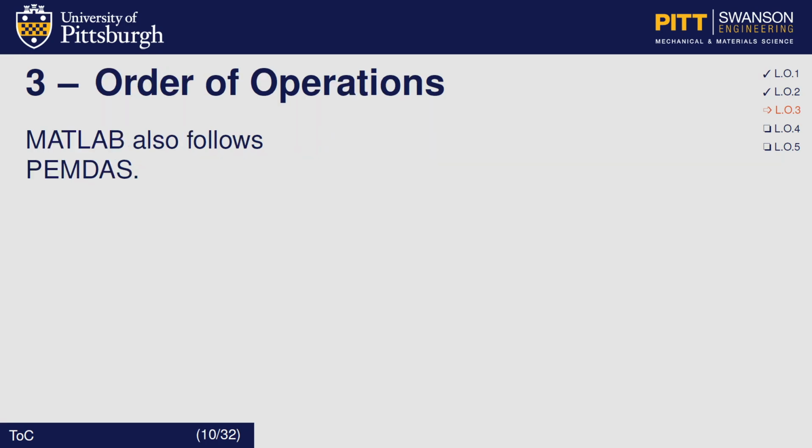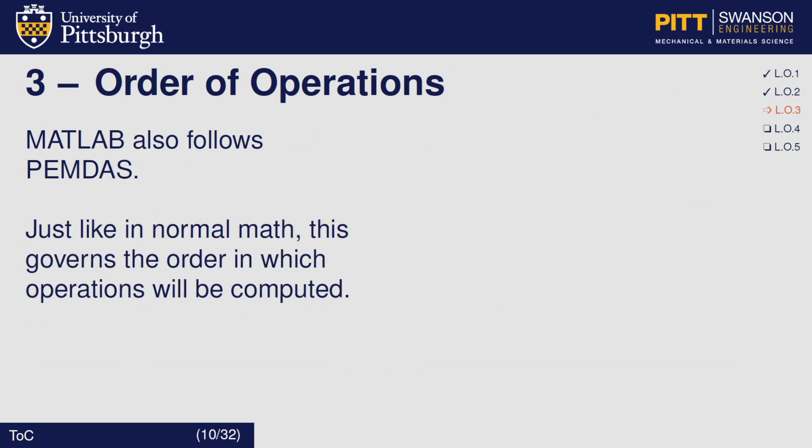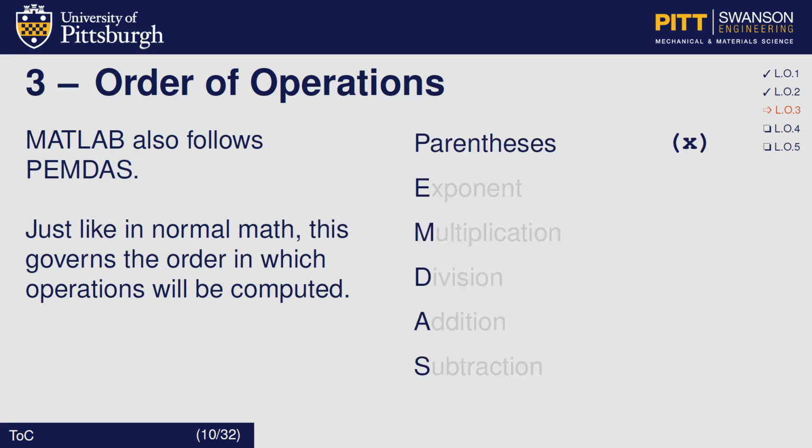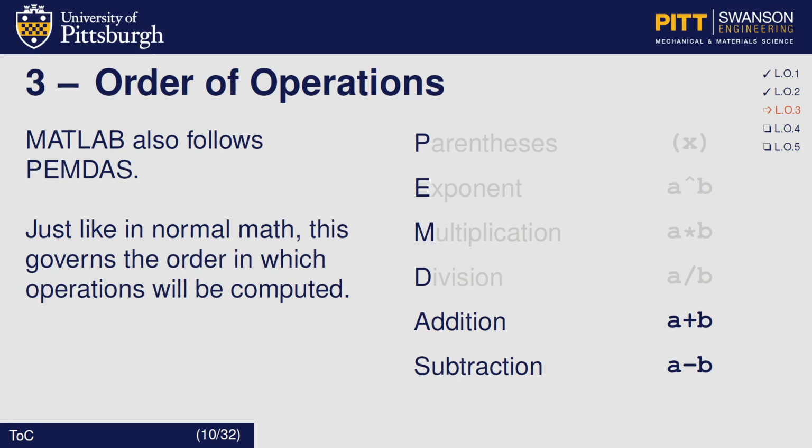To compute the value of arithmetic expressions, MATLAB follows the PEMDAS order of operations, just like in normal math. Parentheses wrap around bits of code, which is denoted as x here, and their contents are computed first. Exponents, which use the caret operator, are computed next, after all parenthetical expressions have been addressed. Then multiplication and division, which use the asterisk and backslash operators respectively, are computed. And finally, addition and subtraction, which use the plus and minus operators respectively, are computed last.